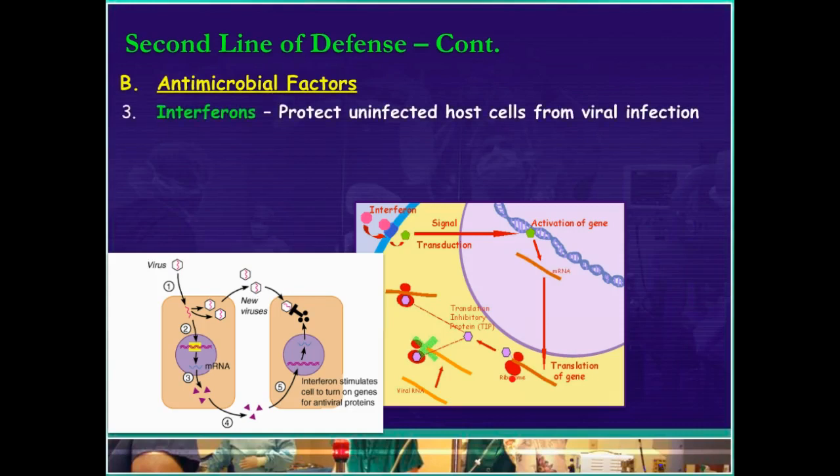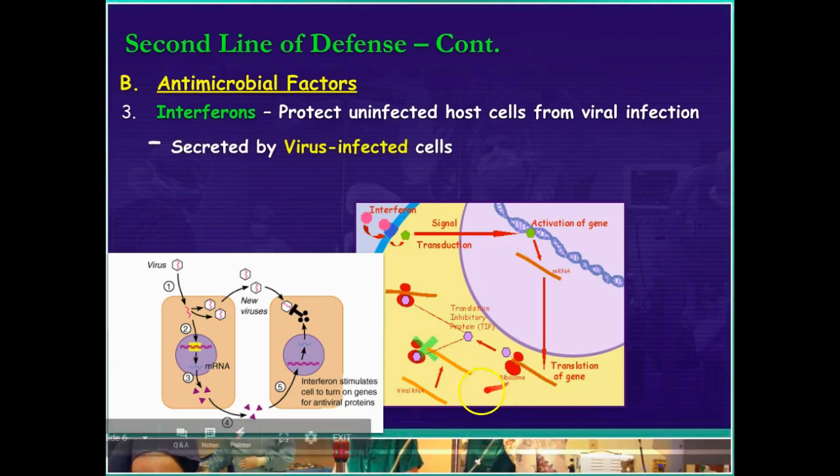So continuing on with viral infections, we have these antimicrobial factors called interferons. So right in that word you have the word interfere. So what do interferons do? They interfere with viral reproduction. So again, it's not attacking the virus itself, but it's going to prevent the virus from replicating.